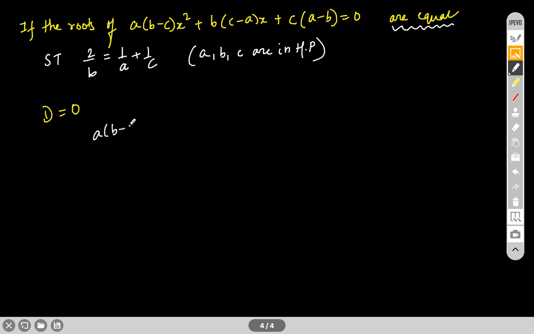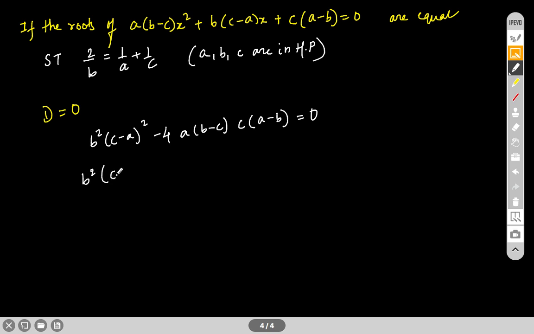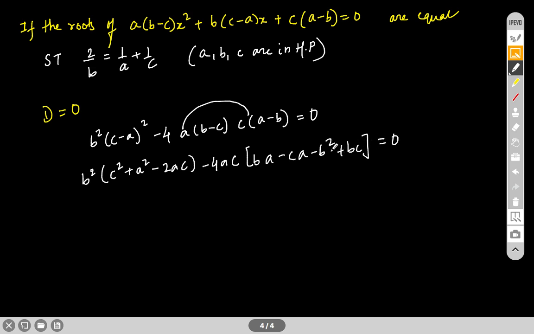So B square means, sorry, you will have B square C minus A square minus 4AC equal to 0. Correct? Let me expand it. 4AC I have taken together. Okay. So you'll get BA minus CA minus B square plus BC.